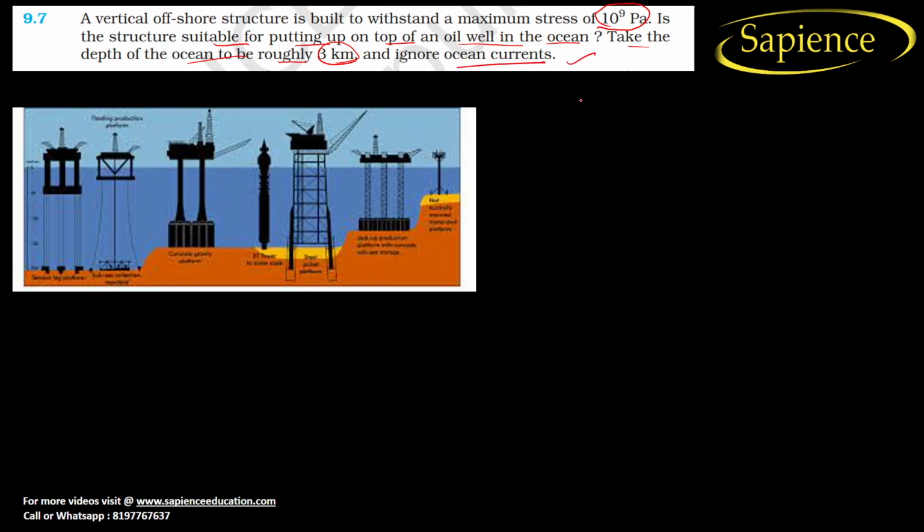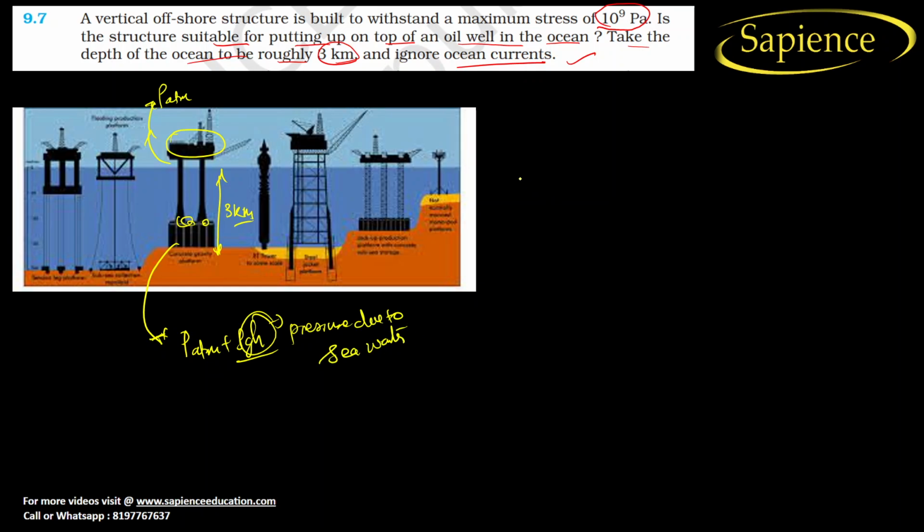Ignore the ocean's current. Now let us consider this is an oil well and this is a stand. This stand has been put under 3 kilometers of water. Here there is atmospheric pressure, but at the bottom we have atmospheric pressure plus rho g h, that is, pressure due to seawater.